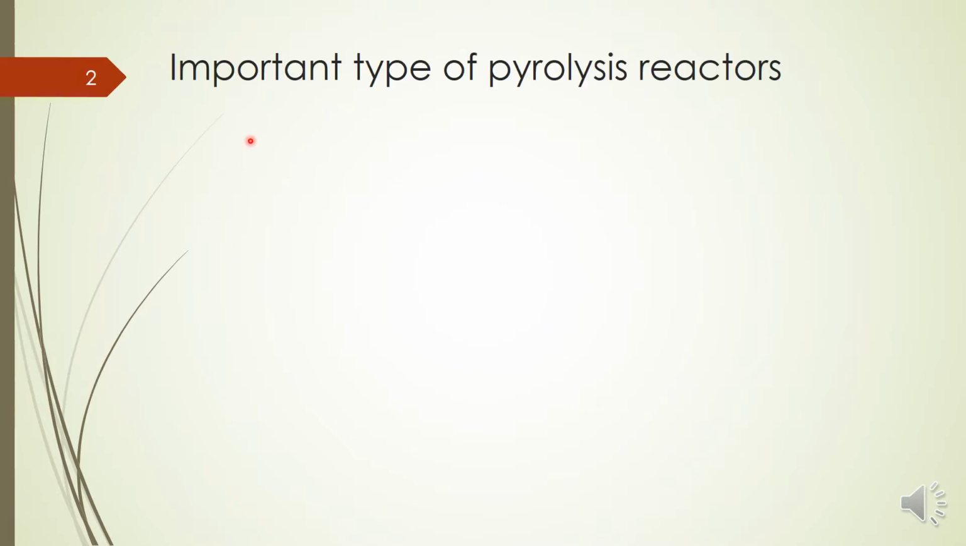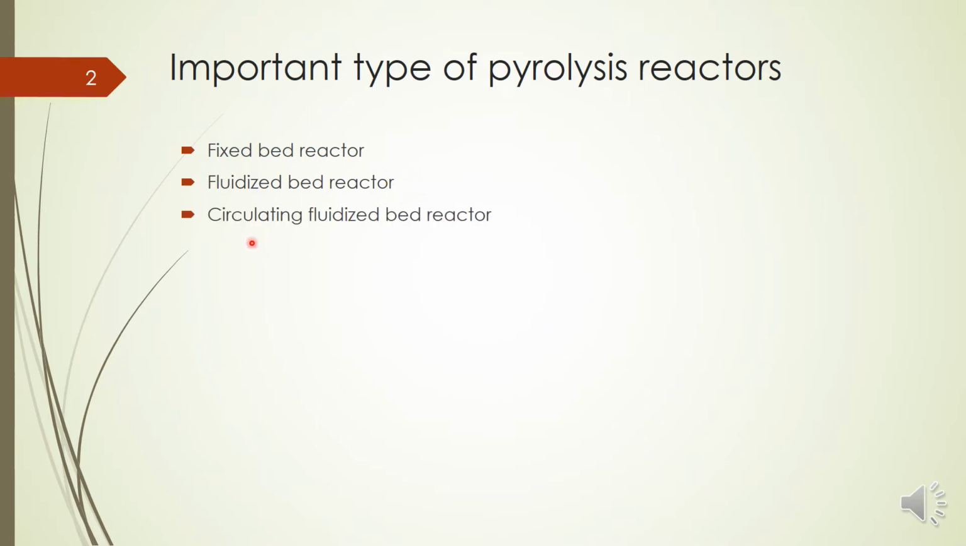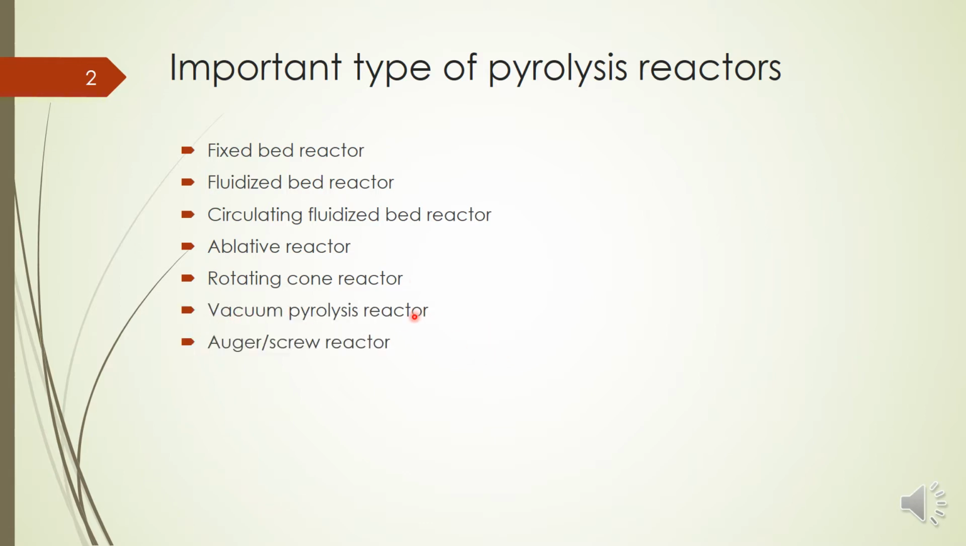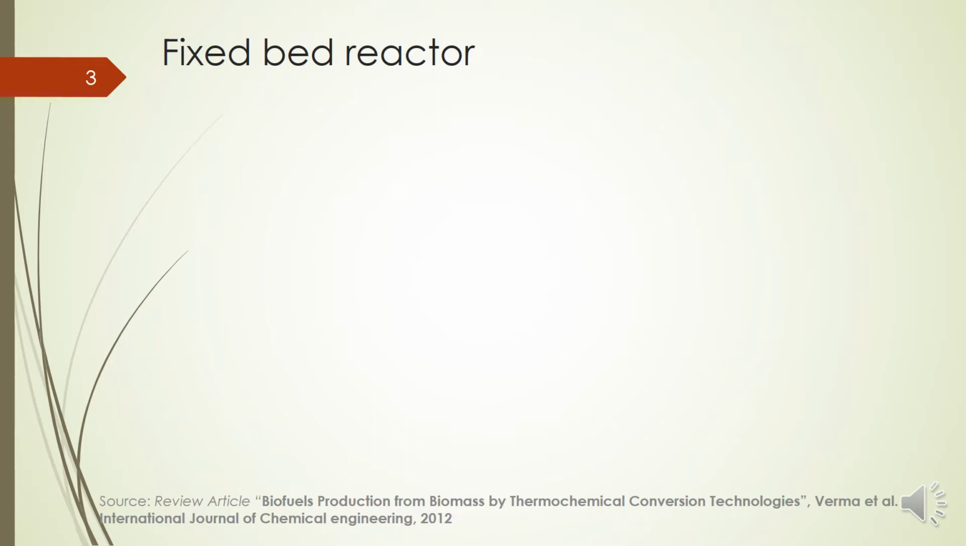If you look at the important pyrolysis reactors, the first one is the fixed bed reactor, followed by the fluidized bed reactor and circulating fluidized bed reactor, ablative reactor, the rotating cone type reactor, and vacuum pyrolysis reactor. And the last one is the auger or screw type reactor. These are some of the important reactors used for pyrolysis in different applications. We will see them one by one. First we will see the fixed bed reactors.